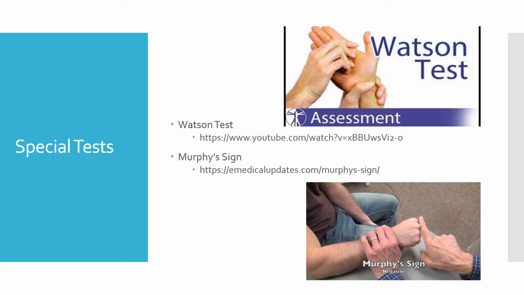Special tests can be the Watson test or Murphy sign. The Watson test is to take the person into ulnar deviation. If there's pain, then that's positive. The Murphy sign is usually your third metacarpophalangeal joint is higher than the rest of them. So if your knuckles are even, then you will usually have a dislocation of the lunate.